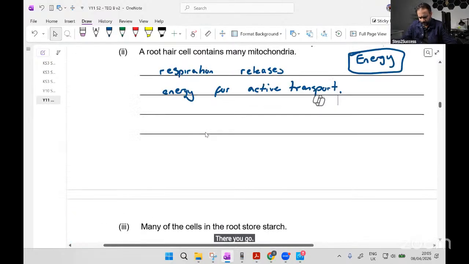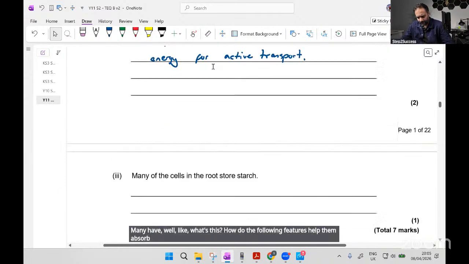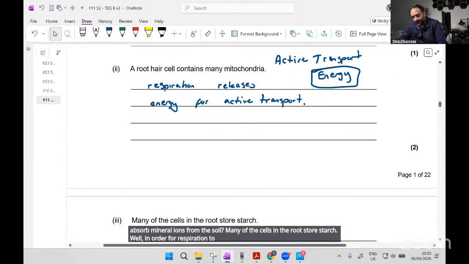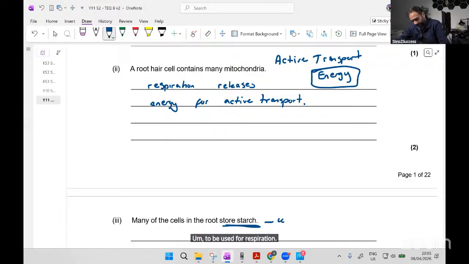Many of, oh, right, hang on. What's this? How do the following features help them absorb mineral ions from the soil? Many of the cells in the root store starch. Well, in order for respiration to happen, we need two things. We need some glucose and some oxygen. So this store of starch is basically your source for that to be used for respiration because it can be converted back to glucose.